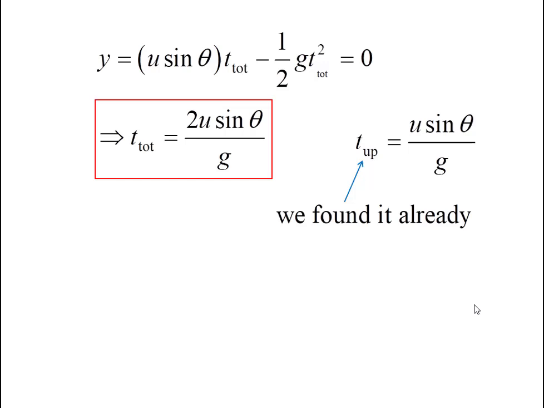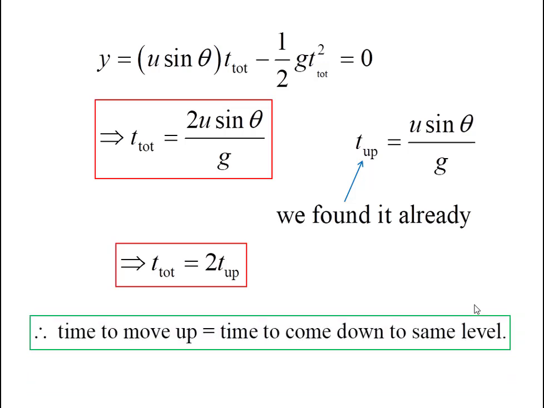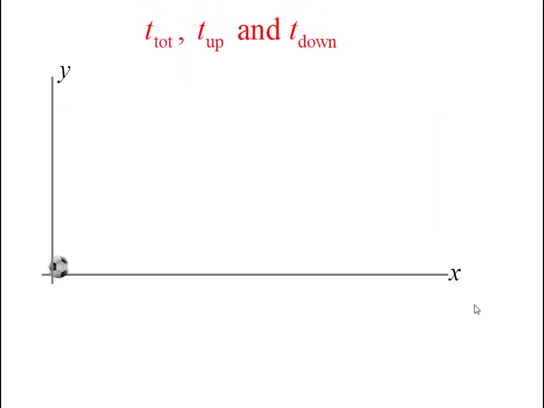Previously we proved that t up, that is the time from the initial to the peak point, is u sine of theta divided by g. We found that already. And we can compare these two equations, that is the t total and the t up. That t total is simply twice t up. From this we can deduce that the time to move up is equal to the time to come down to the same level. Time to ascend to the top is equal to time to descend from the top down to the same level. So let us visualize that.